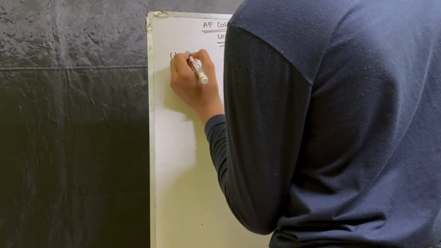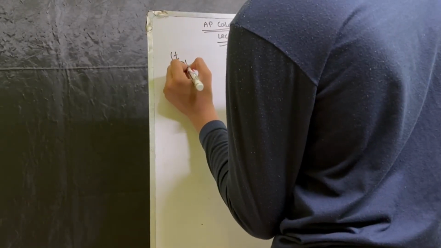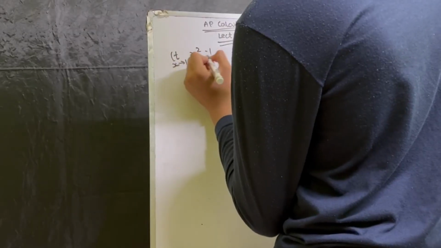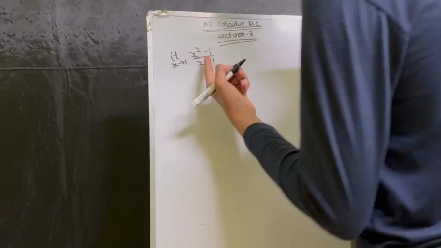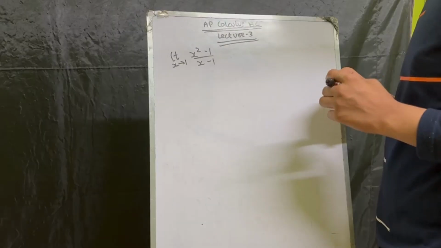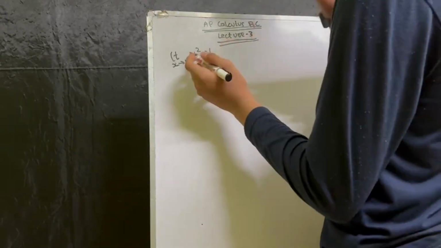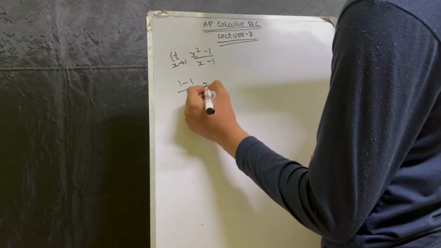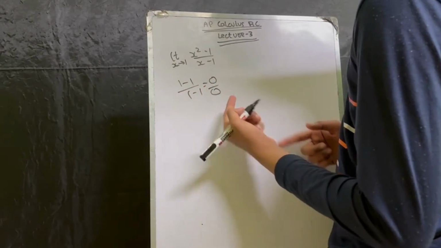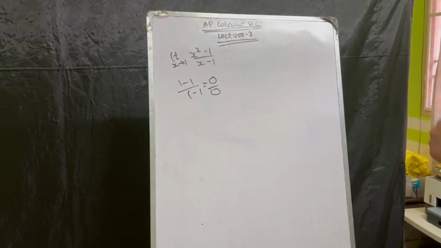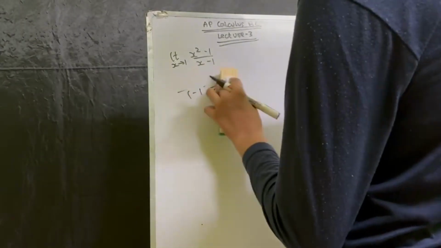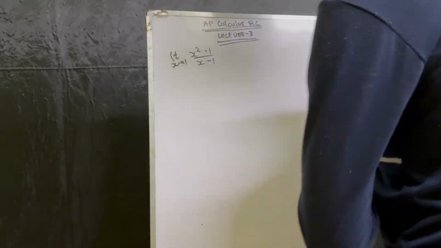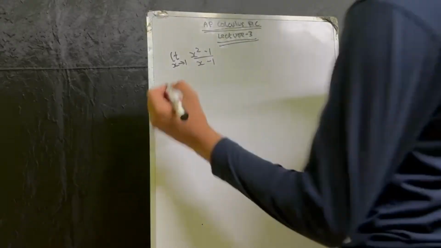So say x tends to 1, x squared minus 1 by x minus 1. Now if you directly plug in x, 1 minus 1 by 1 minus 1 is 0 by 0. So what the heck is this, right? So we can directly use identities.